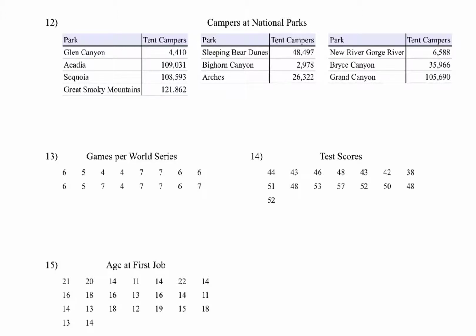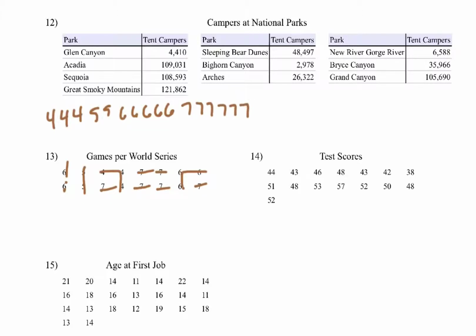So let's line them up. 4, 4, 4, 5, 5, 5, 6s, and then 6 7s. All right, so our low number, we need our minimum, our low number definitely is 4. Then our first quartile, median, third quartile, and maximum or highest, which is definitely 7.